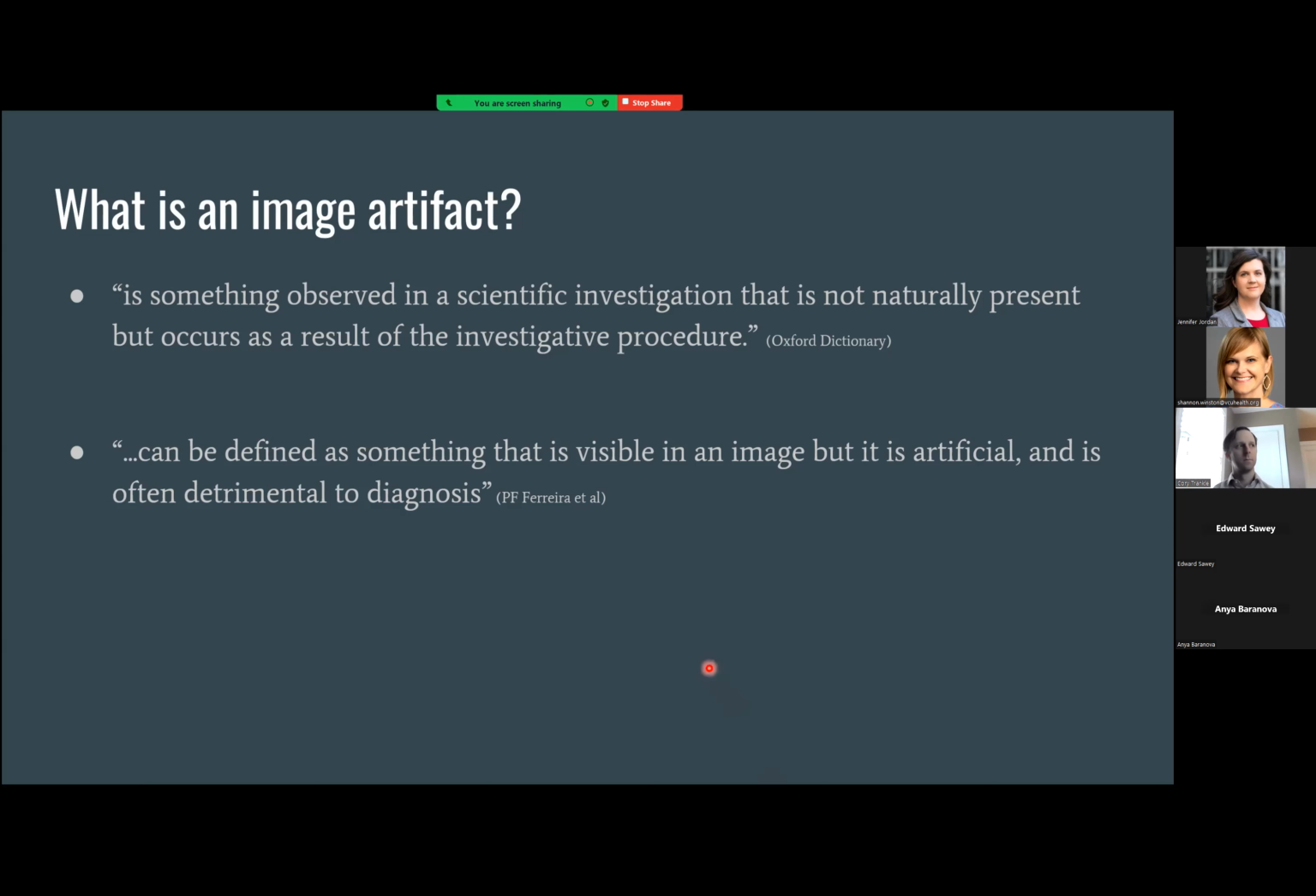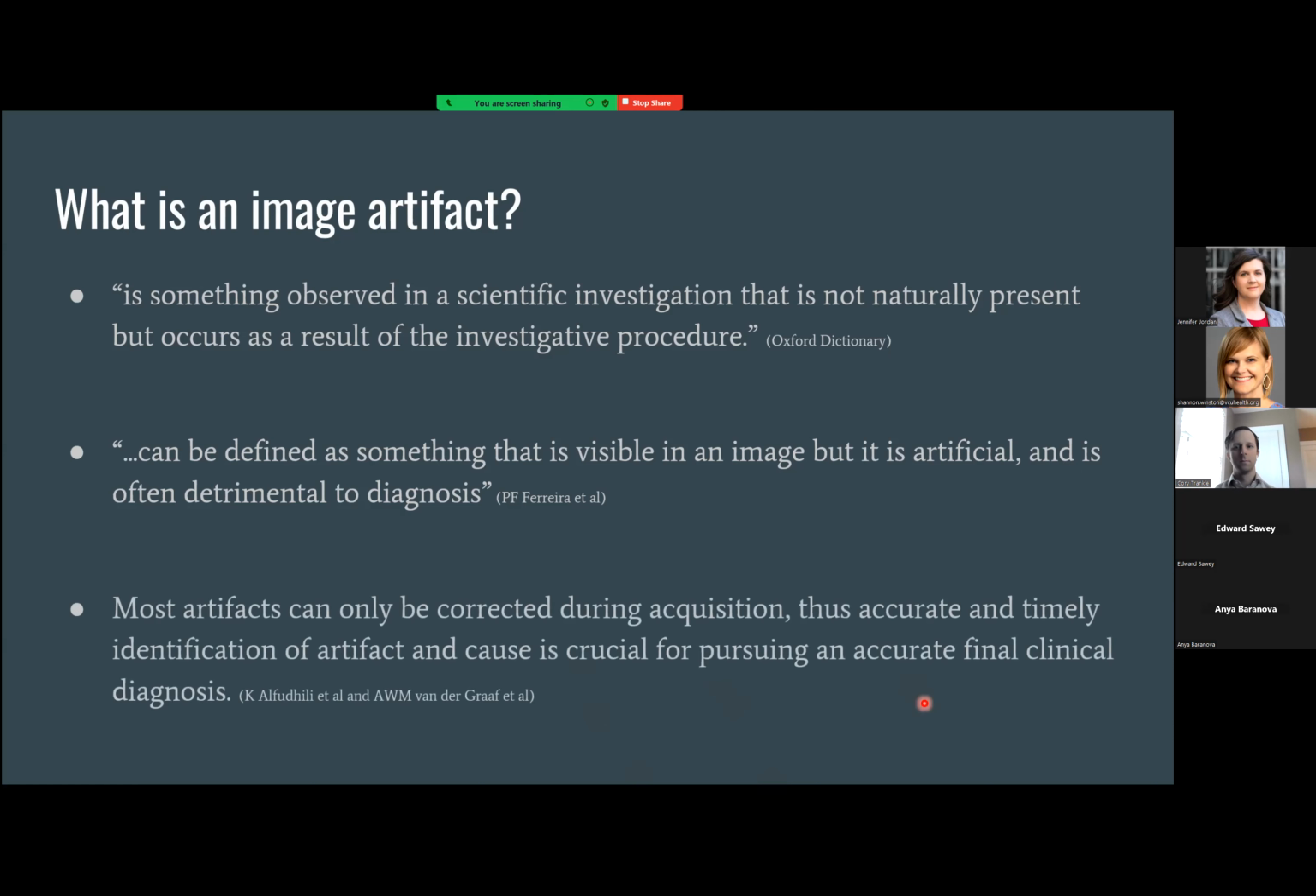And then if we go one step further, we can look at another definition, I'm advancing. There we go. Here's another definition: most artifacts can only be corrected during the acquisition, and thus the accurate and timely identification of the artifact and its cause is crucial for pursuing the accurate final clinical diagnosis.